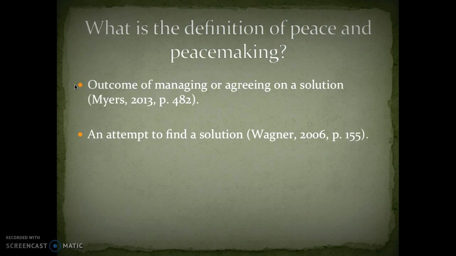Now that I've gone over conflict and explained it with lots of details, I would like to start talking about peacemaking. What is the definition of peace and the definition of peacemaking? Myers defined peace as the outcome of creatively managed conflict. Wagner defined peacemaking as an attempt to find a solution to disruptive conflict through bargaining, mediation, and agreeing on things.